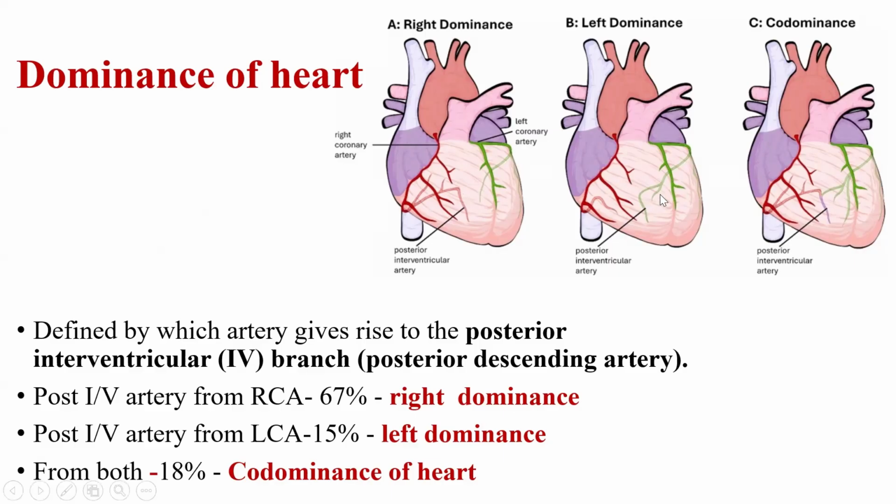And if it comes from the circumflex branch of the left coronary artery, it is called left dominance of the heart, and it occurs in 15% of individuals. And here you can see both the right and left coronary arteries contribute to this branch, the posterior interventricular artery. This is called the codominance of the heart, which is seen in 18% of cases.